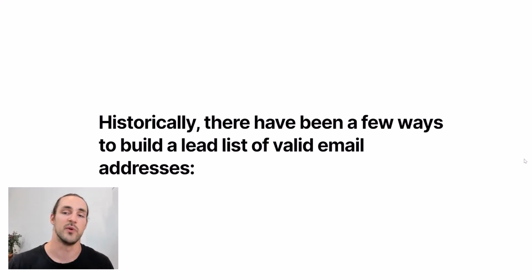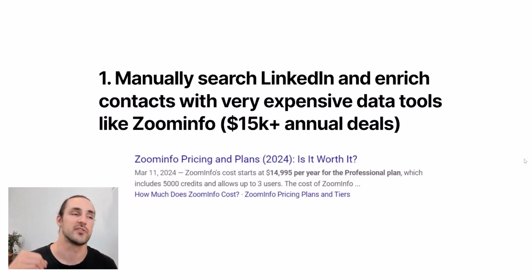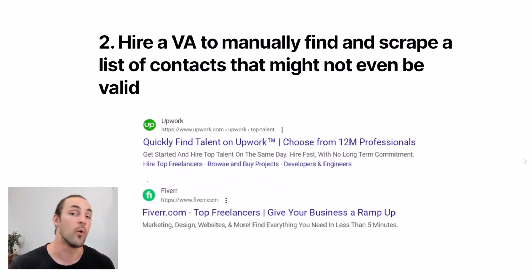Historically, there have been a few ways to build lead lists of valid emails. First, manually search LinkedIn and enrich those contacts with expensive data tools like ZoomInfo, which typically cost $15,000 or more for an annual contract. Or you can hire a VA to manually find and scrape a list of contacts that may or may not be valid.